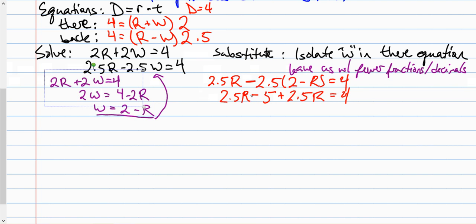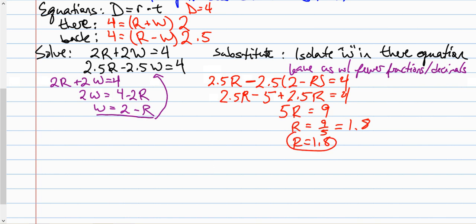What I wind up with, 2.5 and 2.5 is 5. So 5R, I add 5 to both sides. 5R equals 9. R equals 9 over 5. If you get out your calculator, you will notice that that should be 1.8. So we have R. R equals 1.8.